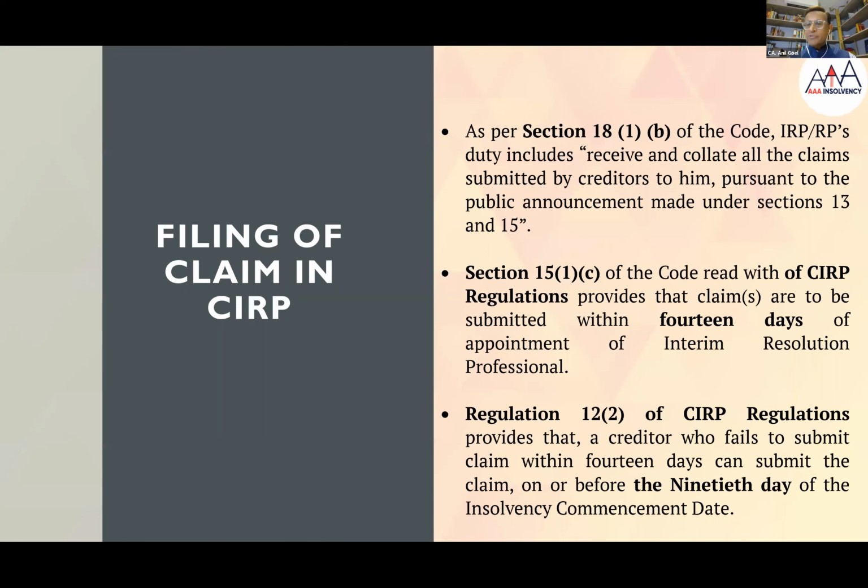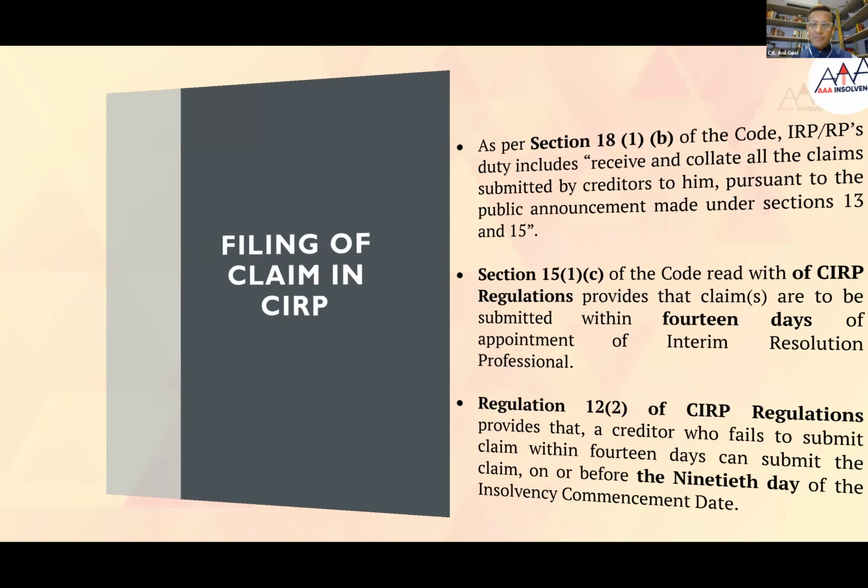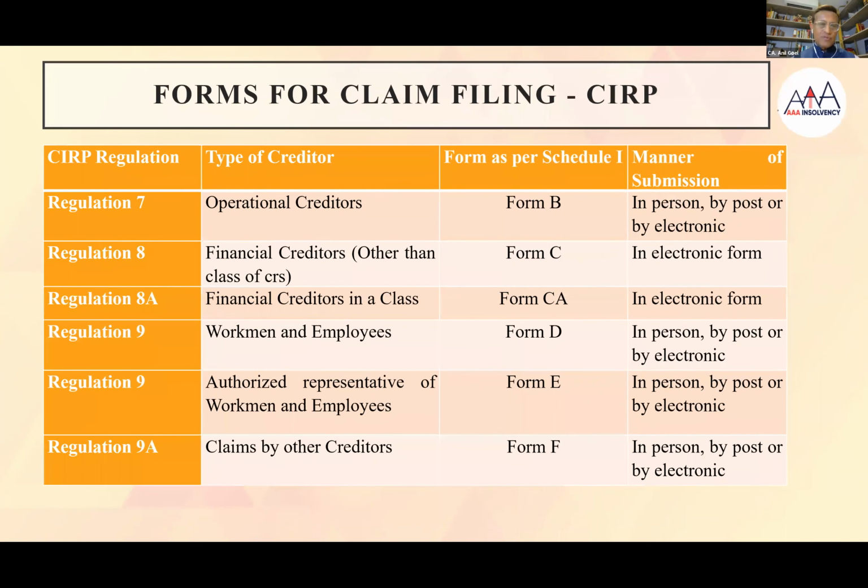Section 18, subsection 1, clause B says that it is the duty of the IRP or RP to receive and collate all the claims submitted by the creditors pursuant to the public announcement made under Sections 13 and 15. Section 15, subsection 1, clause C of the Code, along with the regulation, provides that claims are to be submitted within 14 days of the appointment of the IRP. Then Regulation 12, sub-regulation 2 of the CIRP Regulations provides that a creditor who fails to submit claims within 14 days can submit the claim on or before the 90th day of the insolvency commencement date. These are the forms that we use for submission of claims.